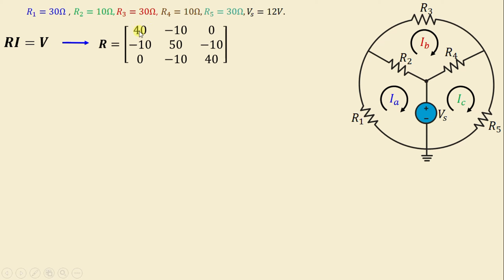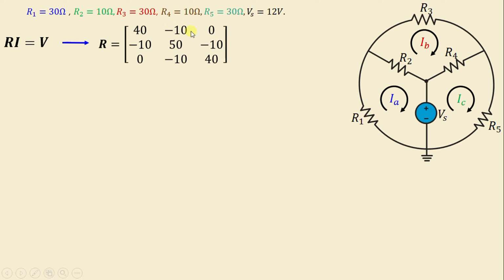We said that R11 is the sum of the resistances in mesh 1. Let's go to mesh 1. We have only R1 and R2. That means R11 is R1 plus R2, equal to 40. Now R22 is the sum of the resistances in mesh 2. R22 is equal to R2 plus R3 plus R4, equal to 50. And R33 is the sum of the resistances in mesh 3, equal to R4 plus R5, equal to 40.